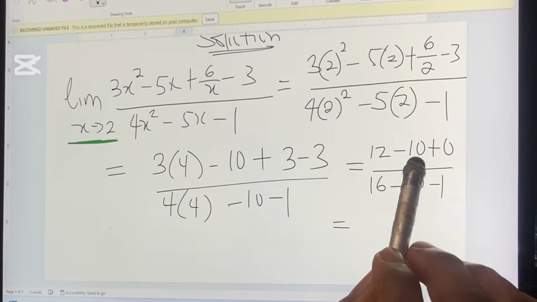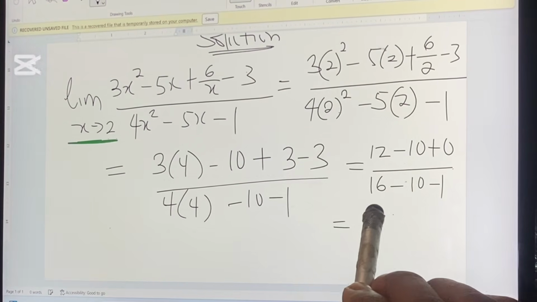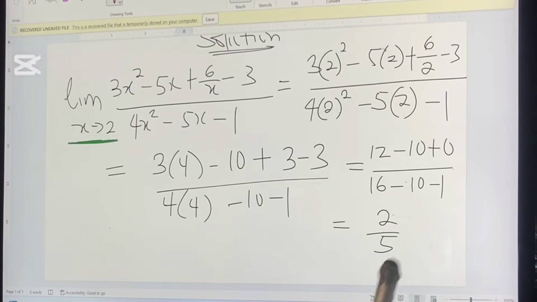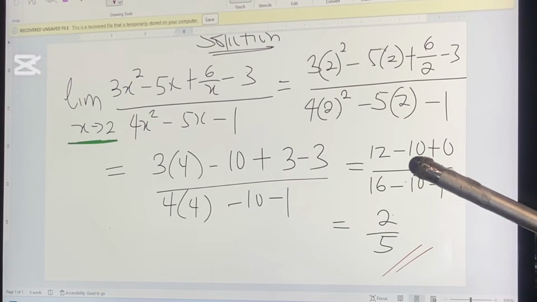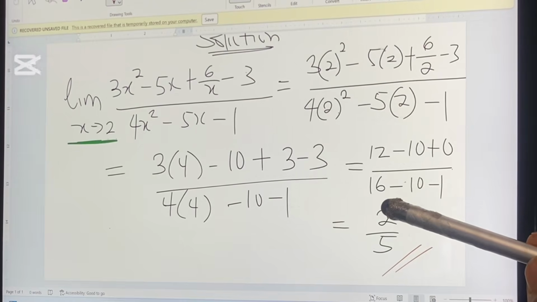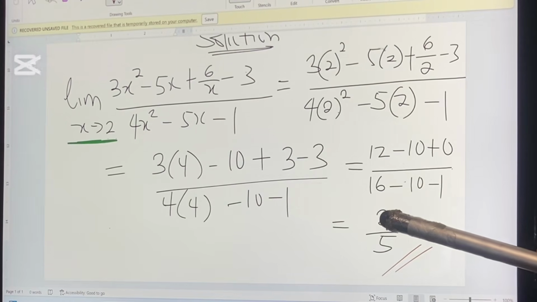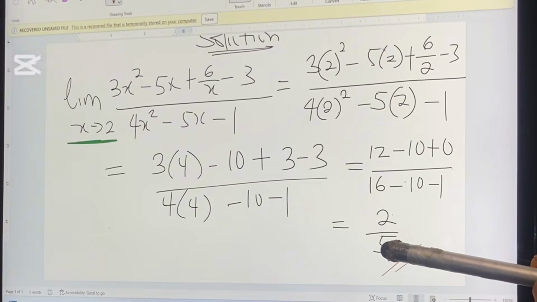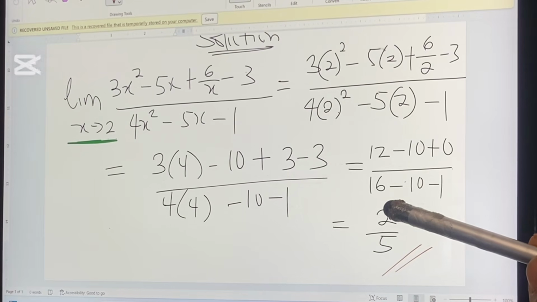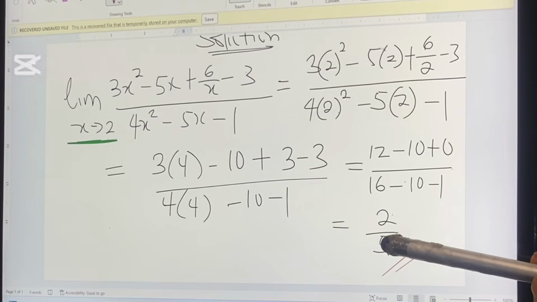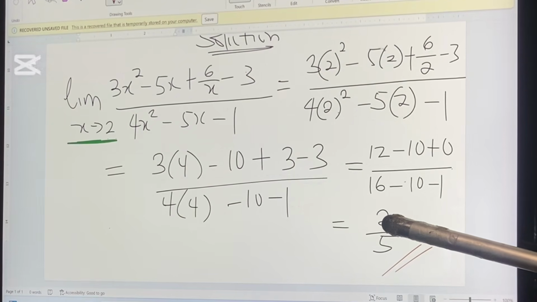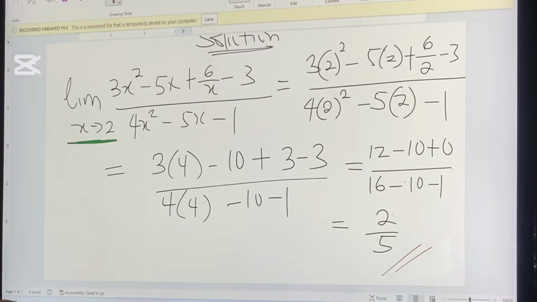So our total answer here will be 2 over 5. So class, this is the answer because the value of the numerator is not 0 and the value of the denominator is not 0. Please take note. Whenever the value of the numerator is not 0 and the value of the denominator is not 0, any answer you have in that limit is going to be the final answer. Please take note. Okay. Now let's solve the next question here.